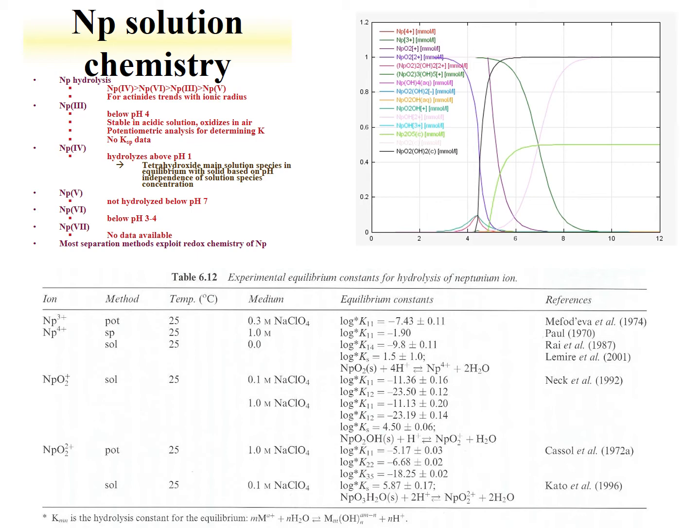The data for the hydrolysis is listed here, and what's shown here is a speciation curve of neptunium-3, 4, 5, and 6 as a function of pH. This data was collected with CHESS, and these complexation constants are available in the CHESS database.